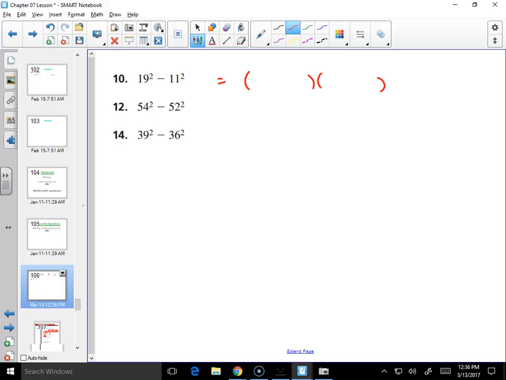Jackson, you want to try number 10? I'll go back to 10. I just did 19 minus 11, and then 19 plus 11. Oh, dang it. Oh yeah, that's what it was. Difference of two squares, right? Just we do it with numbers instead of with variables.